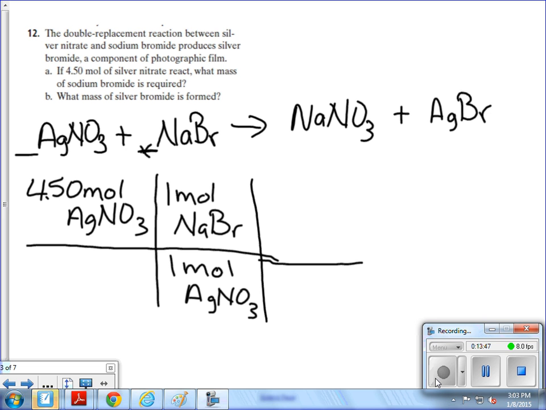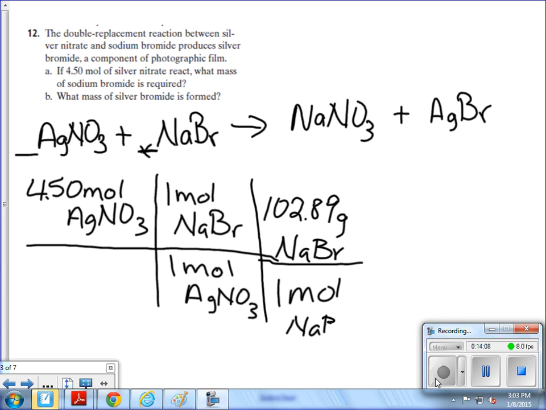So if we look on the periodic table and we add together the masses of Na and Br, we should get 102.89. And everything on the periodic table is equal to 1 mole of that substance. So now our units in our compound match what's asked for in the question, so we can stop. We multiply across the top. We divide by what's on the bottom. And you should get 463 grams of sodium bromide.